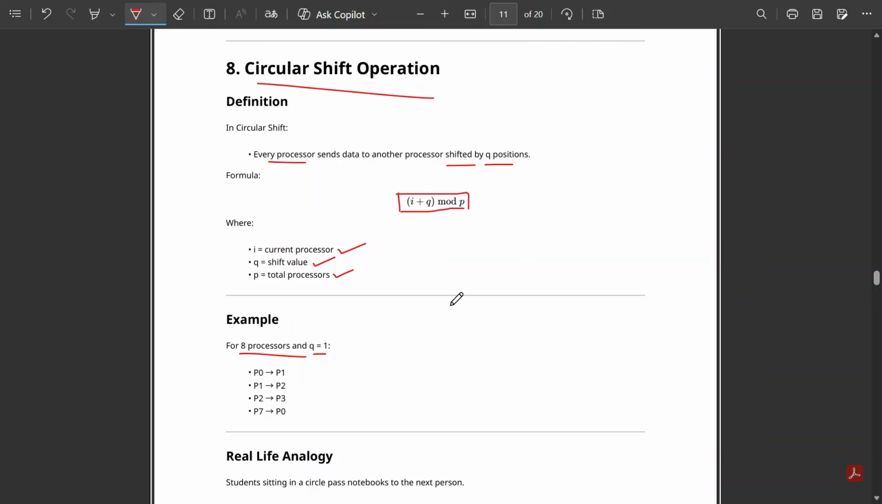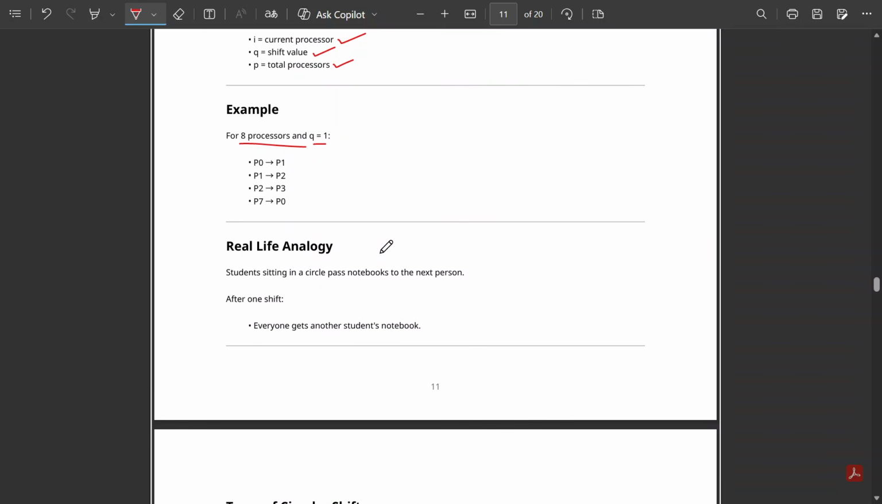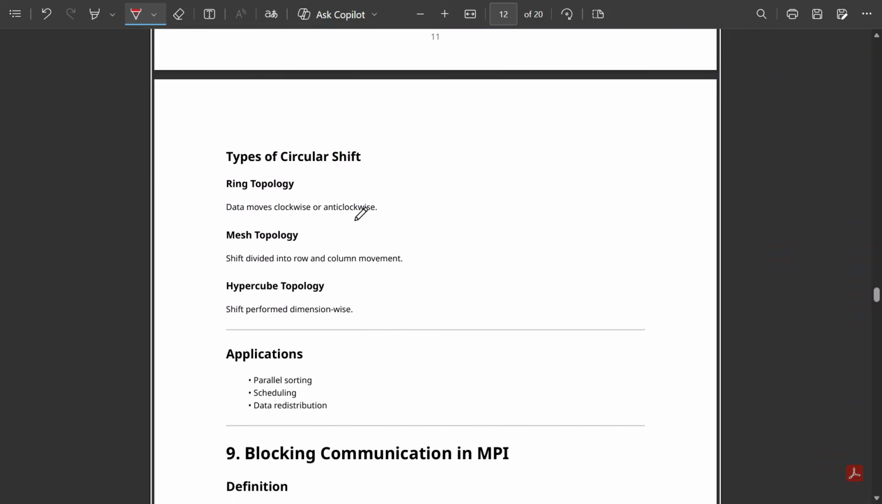Next, we have types of circular shifts. First one is the ring topology. In ring topology, the data moves in clockwise or counterclockwise direction, where the processors are connected in a circular form and each processor has 2 neighbors. So this is the current processor and it has 2 neighbors.